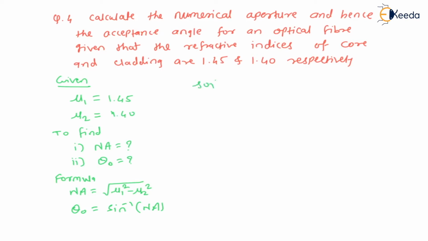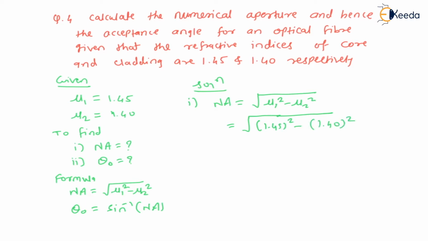So here the solution will be, first of all, for NA, again the formula is the same, that is under root of mu1 square minus mu2 square. Now we will substitute the values over here. So the value of mu1 is (1.45) square minus (1.40) square, and then by calculation here we can easily find out the value of numerical aperture as 0.3775. So this is the value of numerical aperture.